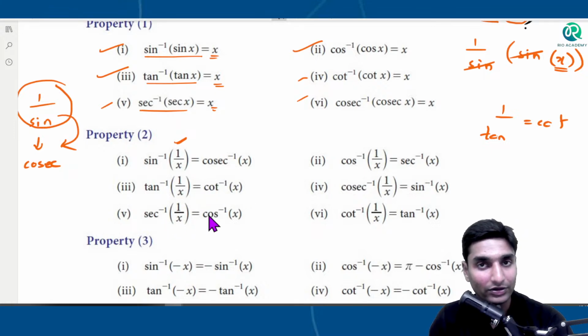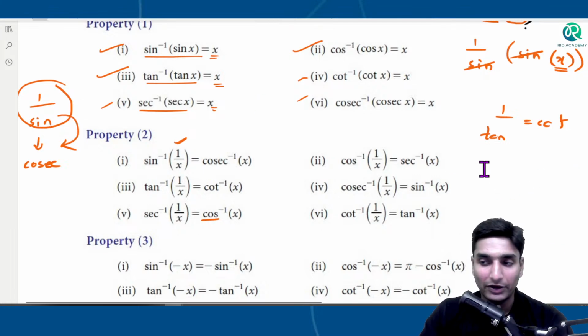And here also the same thing, secant and cos are related. 1 upon x will become x. Cos and secant, of course, are related, and once again vice versa, guys. If cos inverse is of 1 upon x, secant inverse will be of x. If secant inverse is of 1 upon x, cos inverse will be of x. So basically they are vice versa of each and every other function. So this is basically the second property. No need to memorize it, just understand it logically.